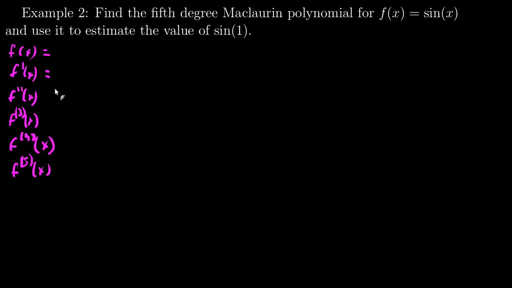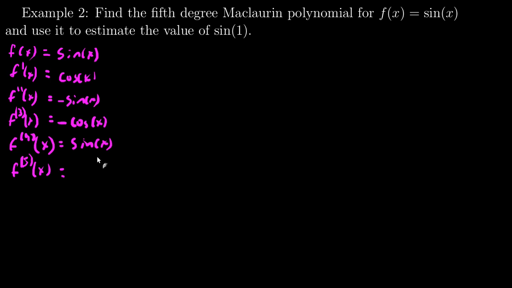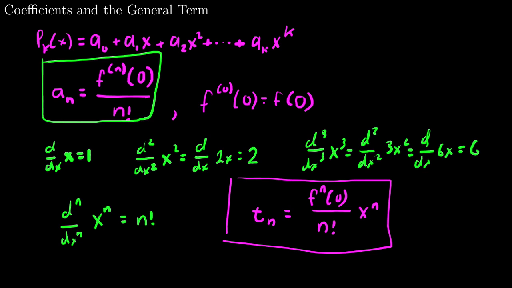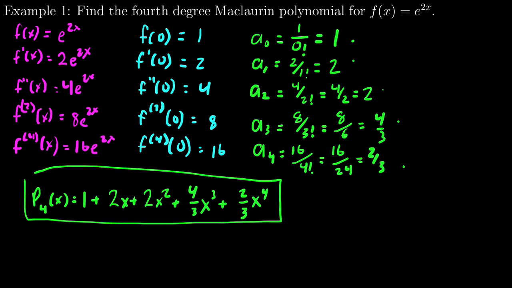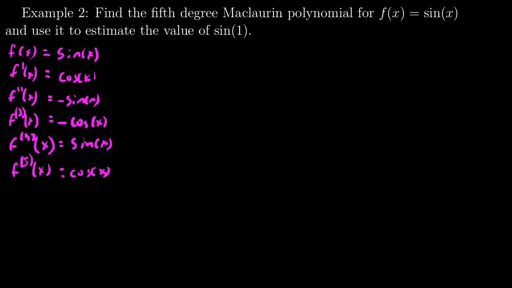And we know that the derivatives go sine, cosine, negative sine, negative cosine, and then back to sine, and then cosine. So that's all up to the 5th derivative. Let me try to model the color scheme I had. So I went purple, blue, green. Okay, so blue next.